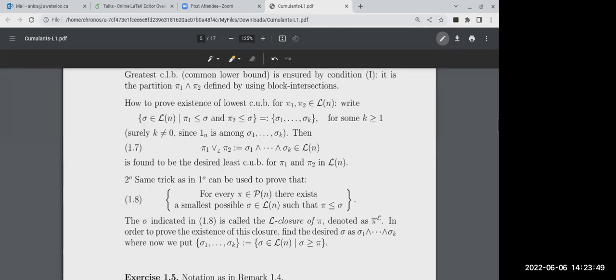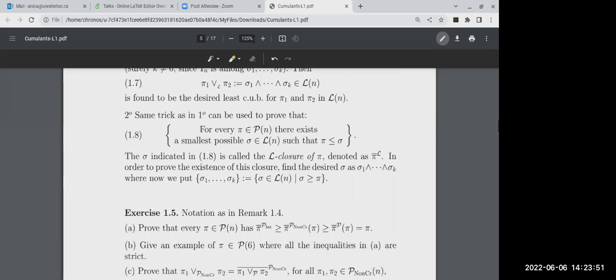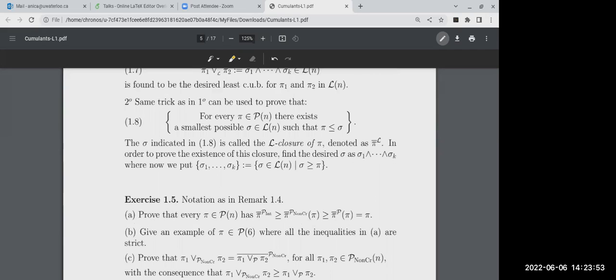The same trick as I just used also proves another little fact, namely that if you take a partition pi which is not in L of n, there is always a smallest possible sigma in L of n which bounds it. This is called the L closure. So every partition has an L closure in the lattice.